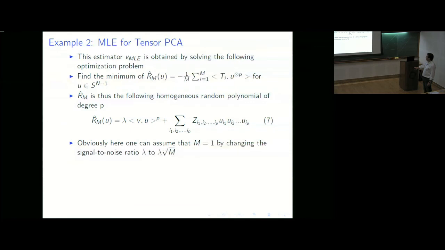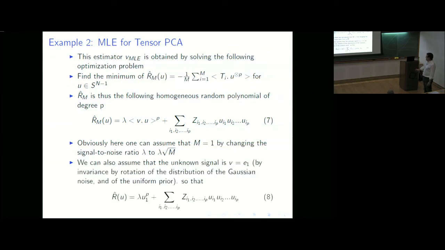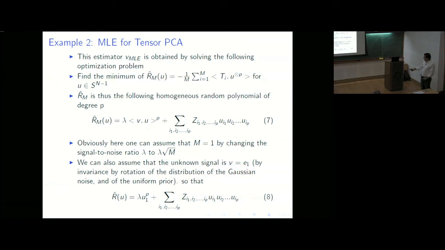But look at it. Assume m equals 1, because then you can change the lambda to lambda squared of m, which makes no difference. Again, you can assume that v, your unknown vector, is in the direction e1, the first coordinate. Then this function becomes just this. This is u1 to the p plus a sum of this. Here I put myself on the sphere of radius 1 instead of square root n, but it's the same thing. So look at this carefully. If you erase lambda, if you take lambda equals 0, if you have no signal, this is just the spherical p-spin.